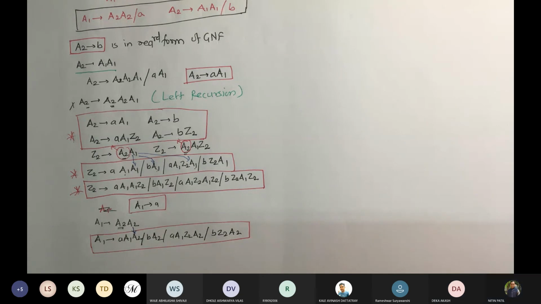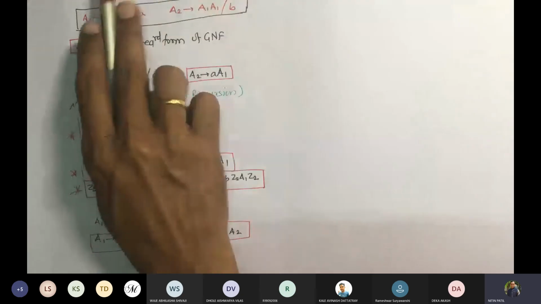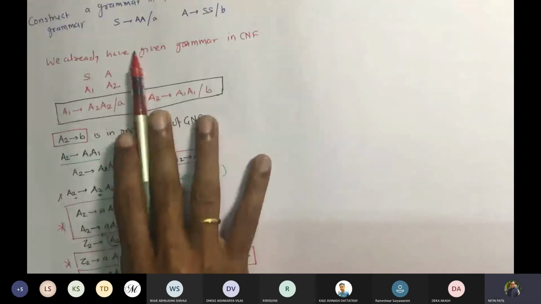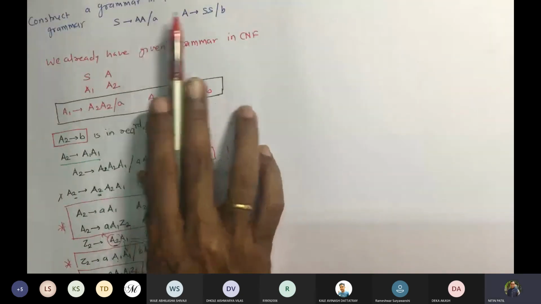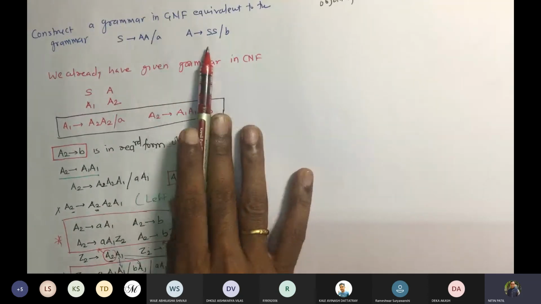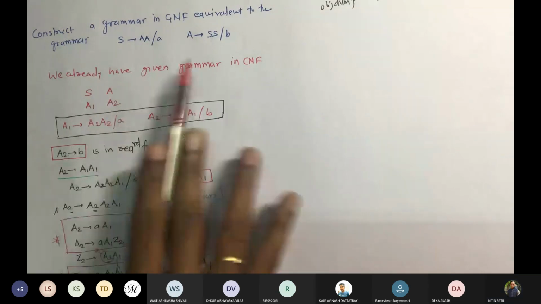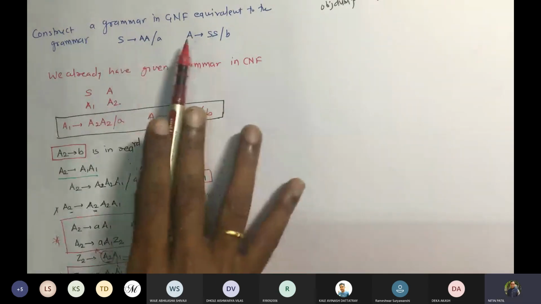So I will repeat one more time what I did here. Fine. So I have posted that solution. Okay. So we are given a grammar. We have to convert it to GNF, equivalent GNF form. So this grammar is given to you. You have to first check whether the given grammar is in CNF or not. So as we wrote here, we already have grammar in CNF. So we will start replacing these variables by new names.